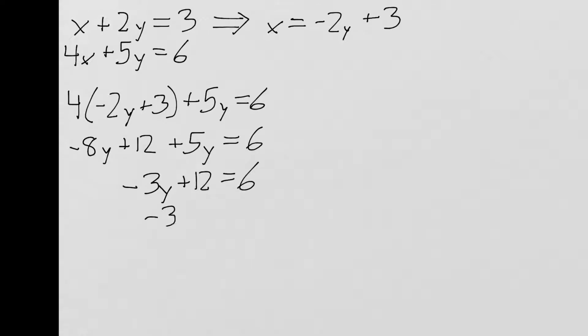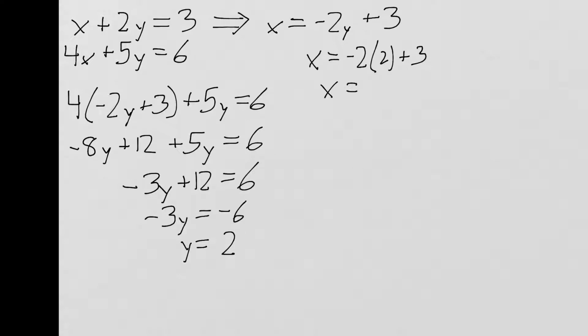Now subtract 12 from both sides. And then divide both sides by negative 3. I get y is equal to 2. Now once I get that y, I need to plug it into the other equation. So I get negative 2 times 2 plus 3 for x. And simplifying that, I get x equals negative 1. And we'll usually write that as an ordered pair, negative 1, 2. So, that's one way to do it.